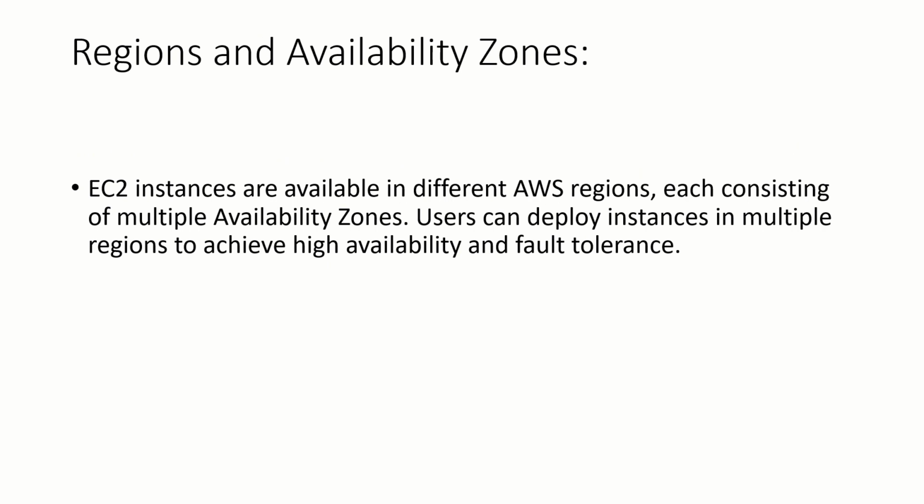Now let me go to the next slide, and here the term is regions and availability zones. So let's say you have created 3 EC2 instances and deployed your application, but you want one instance to be running in India and another instance to be running in a different part of the world, let's say the USA or UK. So you have to define the region and availability zone for that instance. EC2 instances are available in different AWS regions, each consisting of multiple availability zones. Users can deploy instances in multiple regions to achieve high availability and fault tolerance.